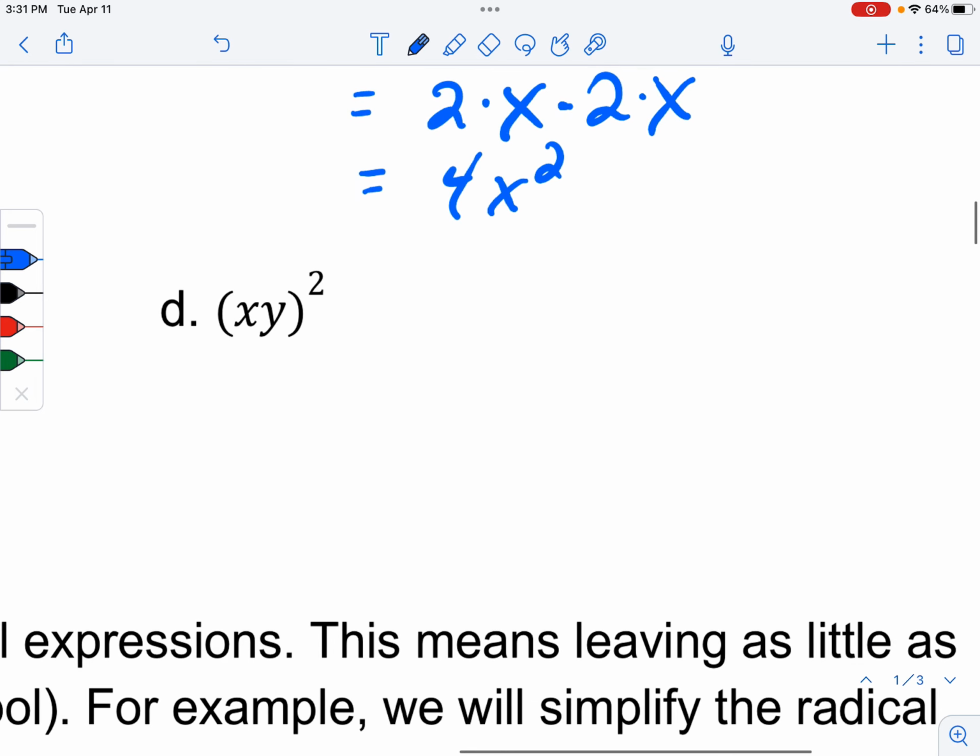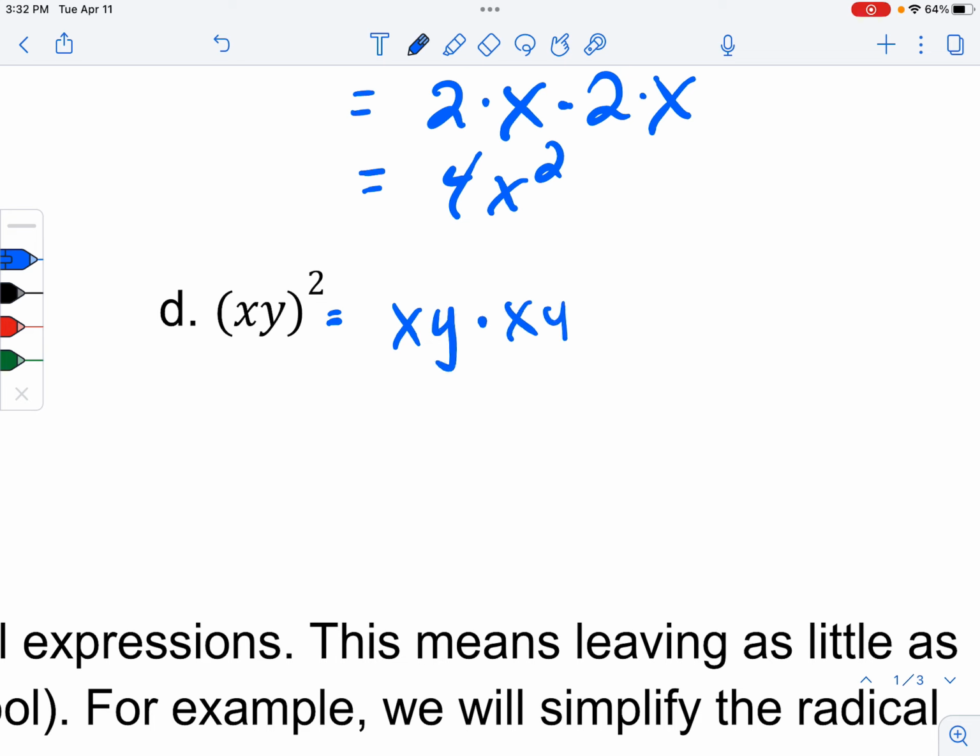xy, don't let just the variables confuse you. It's still the same thing. It's going to be xy times xy. And again, xy is connected by multiplication as well. So this is really x times y times x times y, or x squared, y squared.